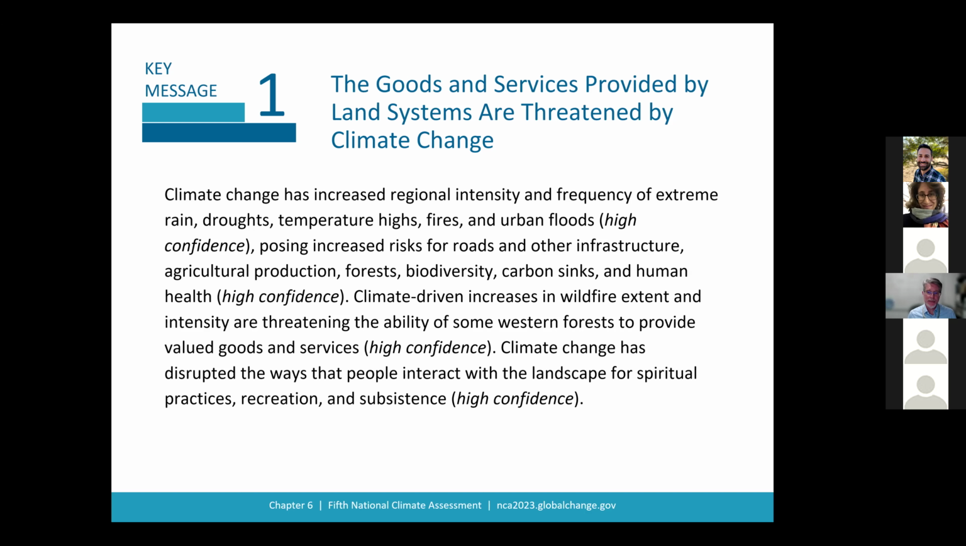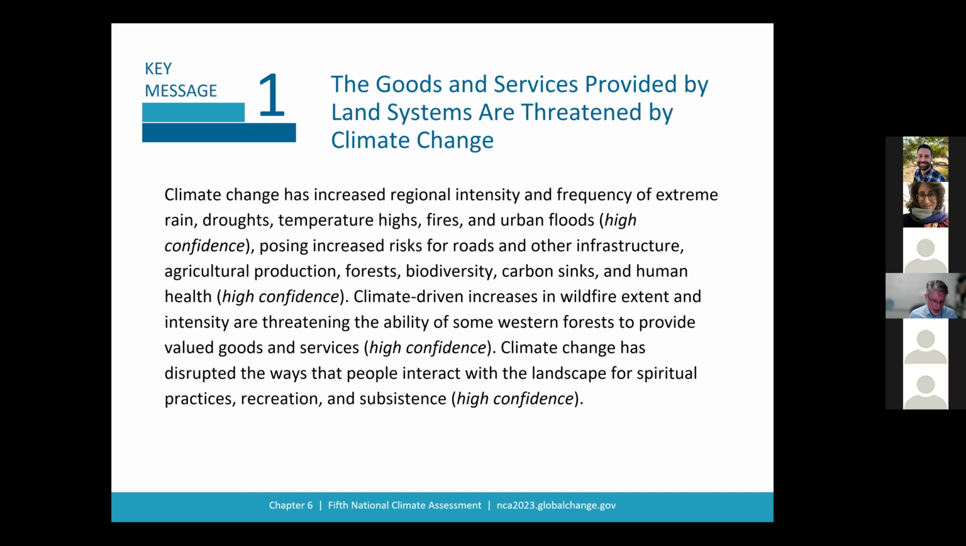And the kinds of goods and services that we're referring to here include the ability of the land surface to support infrastructure, agricultural production, forests and all of the goods and services that forests provide, biodiversity as a good in itself, carbon sinks in terms of the ability of the land system to take up carbon that's released into the atmosphere from fossil fuel emissions, and provide the service to all of the world through absorbing that carbon, and the benefits of human health. So all of those goods and services are threatened.